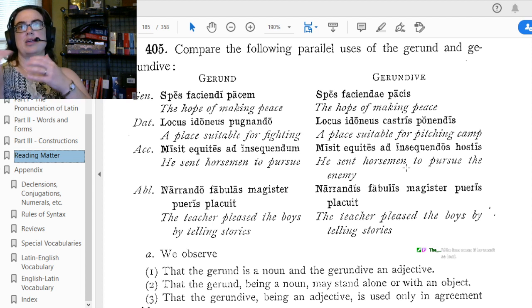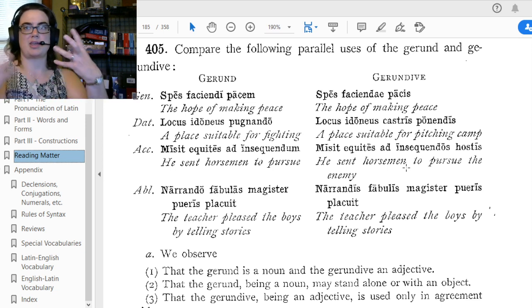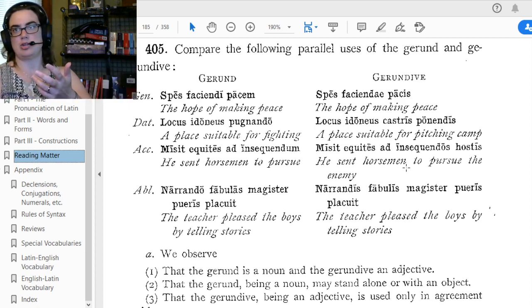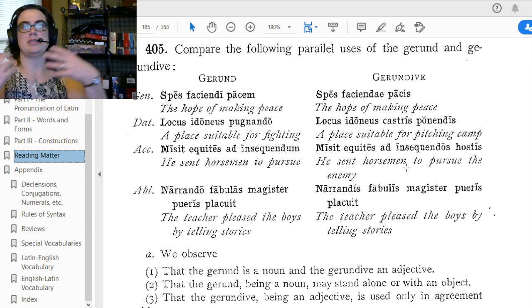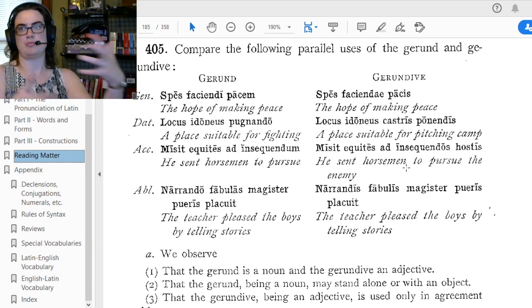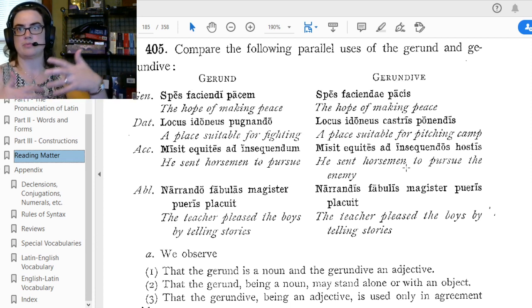All right. Misit equites ad insequendos hostis. If you want to explain exactly what kind of things he's pursuing, and you want to use a gerundive, then you'll have the accusative plural hostis, because ad takes the accusative in this case. And then you would have the gerundive modifying hostis, also in the accusative plural masculine. Okay.